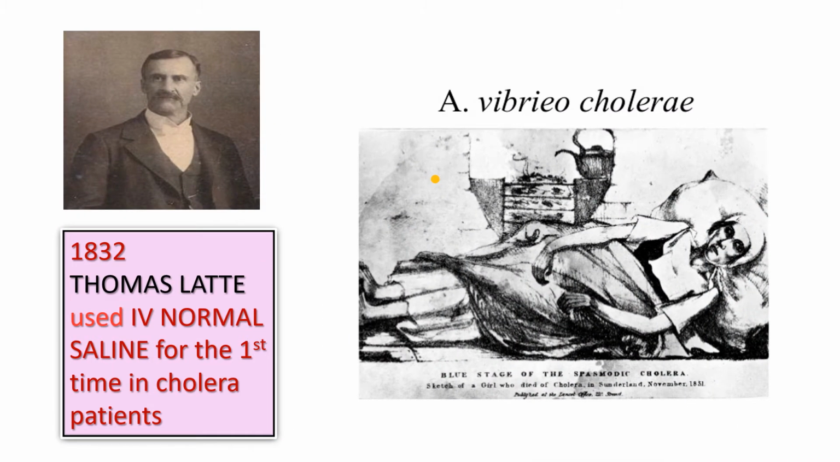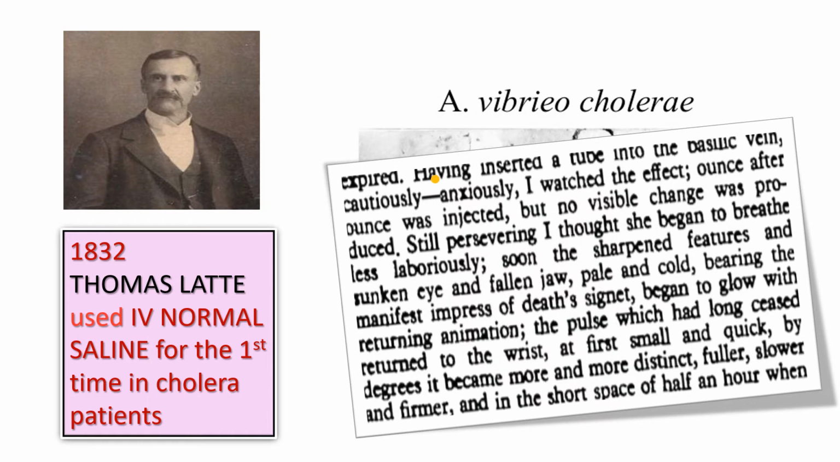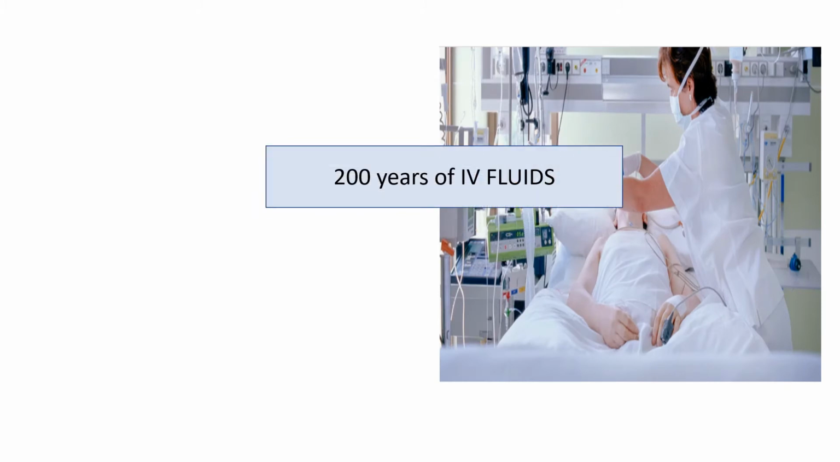The history of intravenous fluid starts from 1832 when this physician Thomas Latta gave IV normal saline for the first time in a cholera patient. And as you can read here, as the saline was started, drop by drop, life returned to this patient of cholera. And now we have almost 200 years of IV fluids since 1832. And what have we learned and what have we evolved to? Let us try and understand.